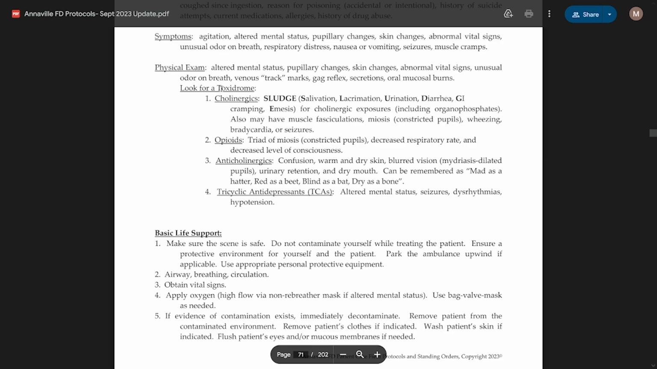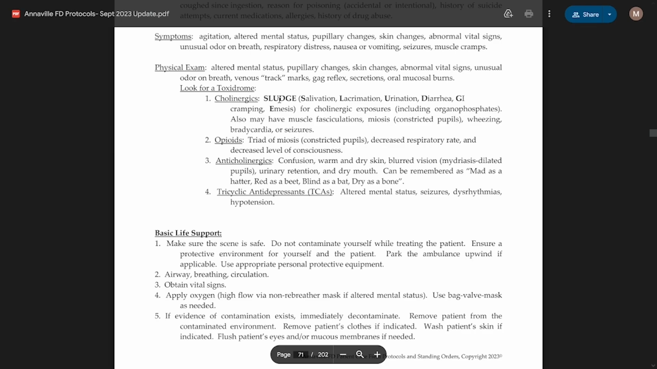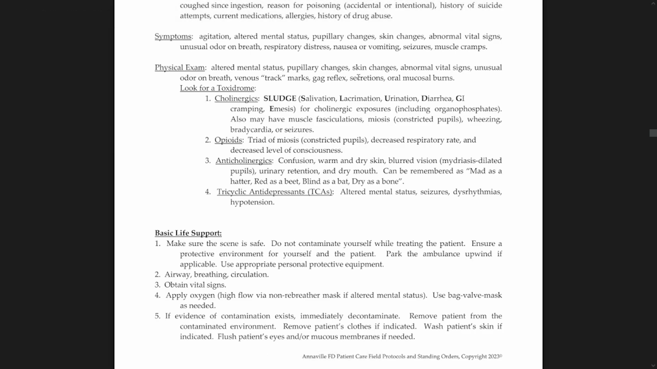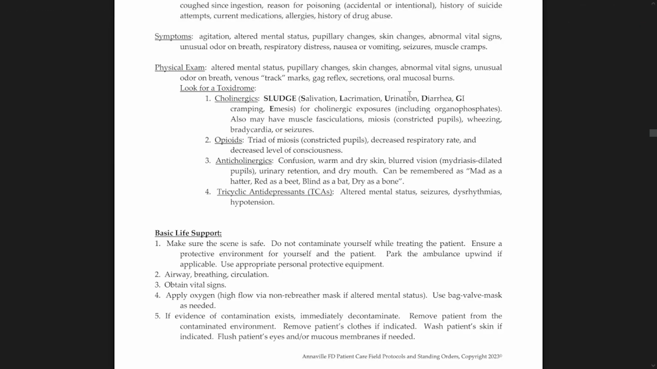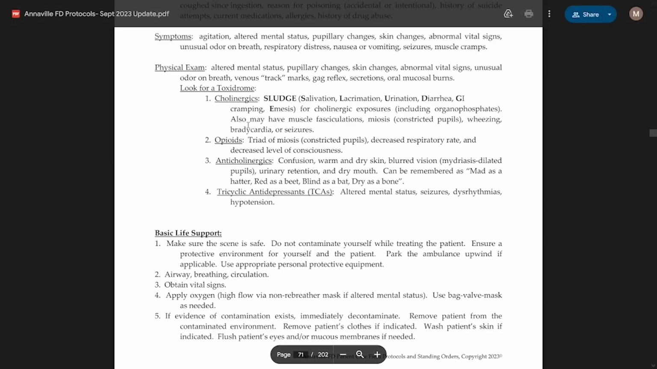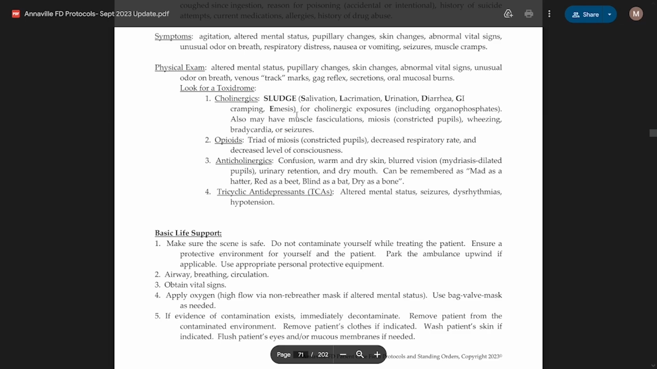You want to look out for toxidromes, such as the cholinergics. You can use the SLUDGE acronym to help you: salivation, lacrimation, urination, diarrhea, GI cramping, and emesis. That is for cholinergic exposures, including organophosphates. Also, they may have muscle fasciculations, miosis, constricted pupils, wheezing, bradycardia, or seizures.